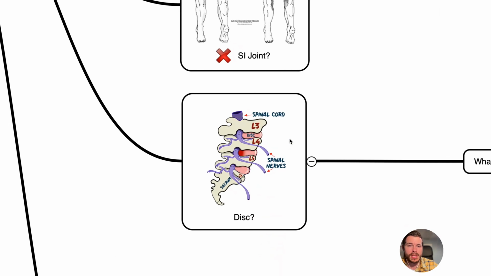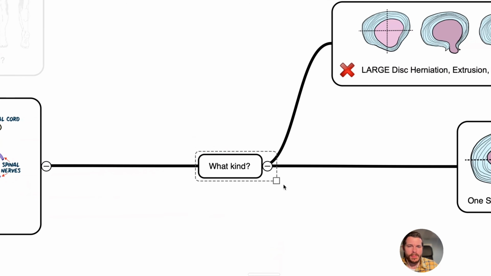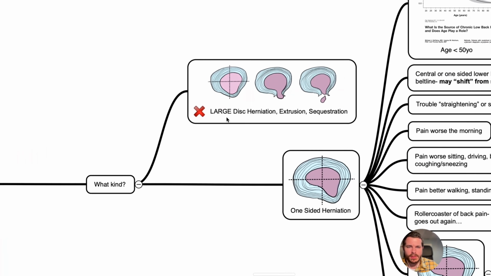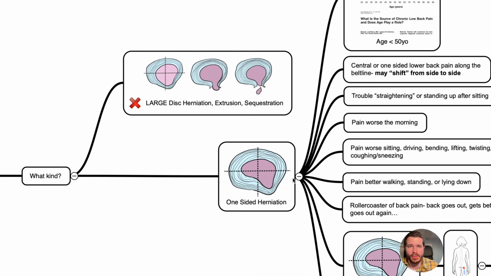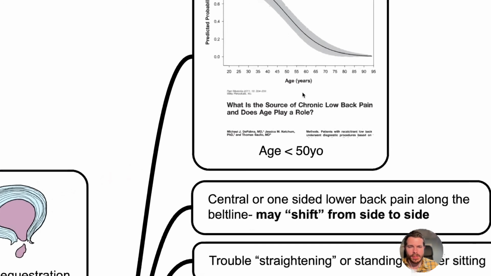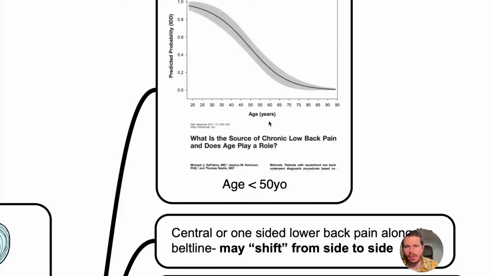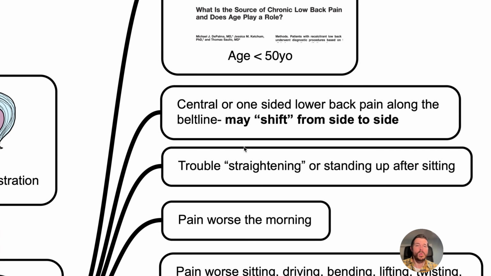Now we can say, okay, is it a disc problem? Good question. Well, what kind? Well, again, because symptoms aren't below the level of the knee into the foot, and there doesn't appear to be nerve involvement based off the location of symptoms, probably rule out large disc herniation, protrusion, extrusion, sequestration, anything like that. And instead, it's probably a one-sided herniation, back to one side, whichever side you have buttock pain on. Again, symptoms of disc, signs of disc, generally younger, less than 50 years old. Central one-sided back pain along the belt line may shift from one side to the other. In this case, you may not have any back pain, and that's okay. Again, you don't have to have back pain to have a disc problem.